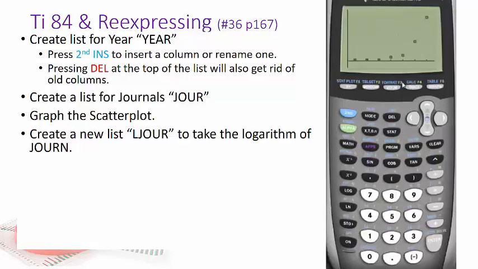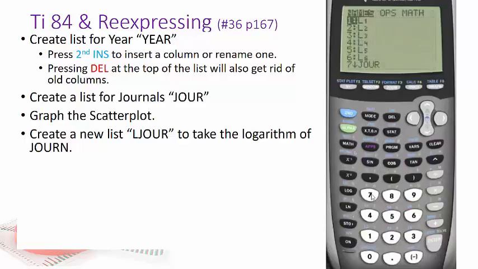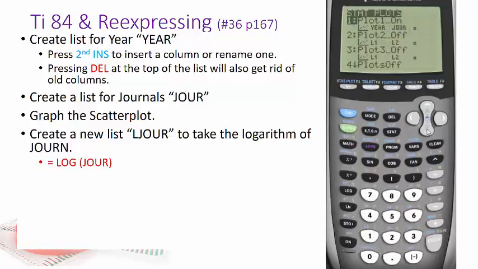So what can we do? Well, we can go back and take a look at this data. We're going to take the log of it. So I'm going to create a new list by pressing second insert, and I'm going to call this list log of journal, LJUR. Right here, you see that equation part. I can say equals something. So let me get back in there and hit log. Then I can go second list name to take the log of journal, and I just pick that. Make sure you close your parentheses, hit enter. It's now created a new list of the log of the journal year.